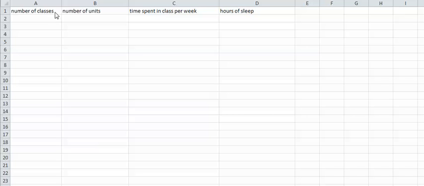So I might be giving out a questionnaire to my participants that asks each person, how many classes are you taking this quarter? How many units are you taking this quarter? How much time are you spending in class each week this quarter? And how many hours of sleep are you getting per week this quarter?